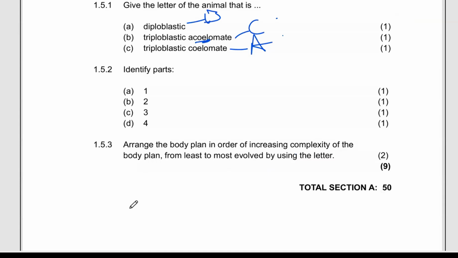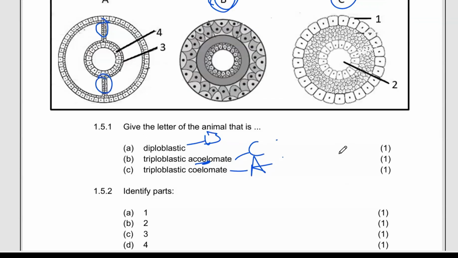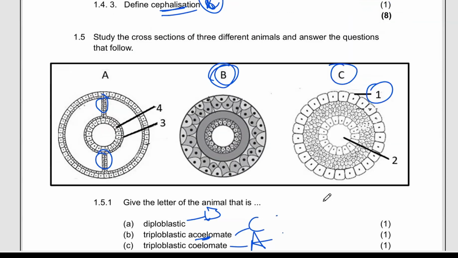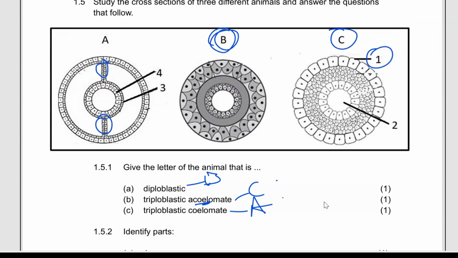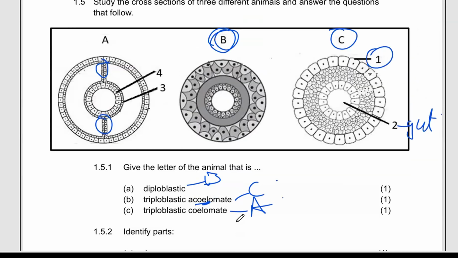Identify the parts labeled 1. So we need to know what is 1, what is 2, what is 3, and what is 4. We go back and look at 1. How do we call 1? 1 is the ectoderm, basically the outer layer. Then 2 is the gut. And then 3, what is 3? 3 is the mesoderm, the middle layer.